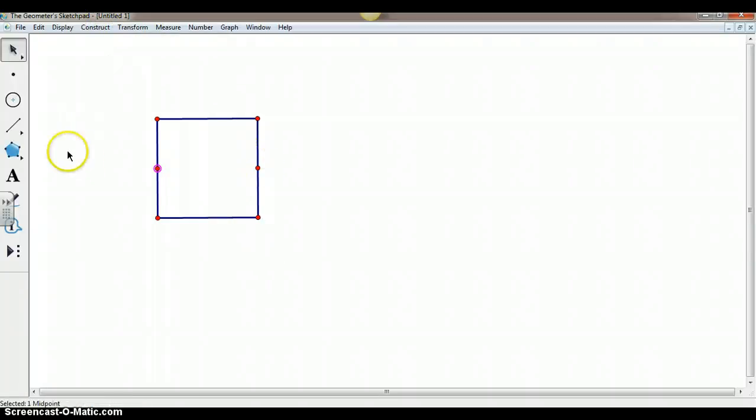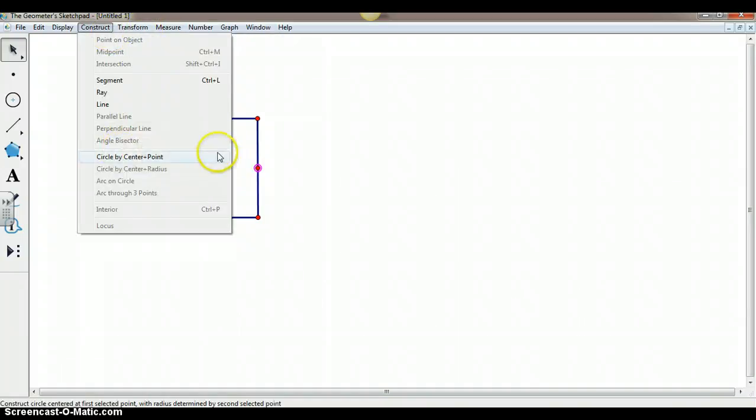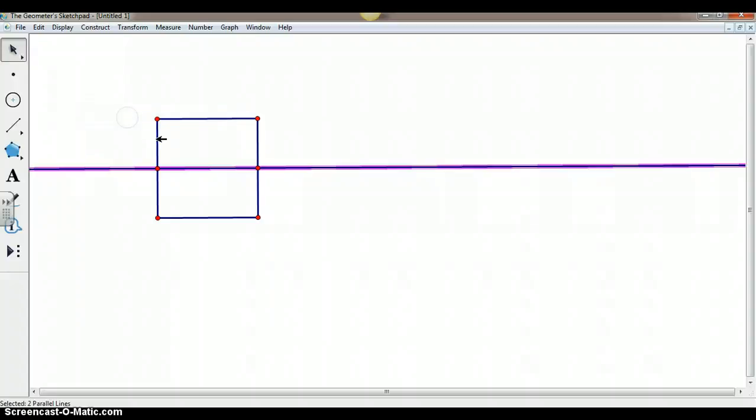But the midpoint of this line, and that's the midpoint of these two lines, which will give us, if we put a parallel line through these lines, we construct a parallel line to that line. We just cut our square in half.